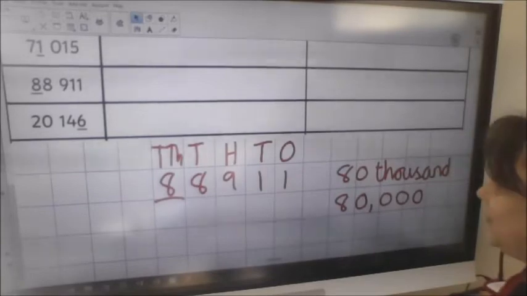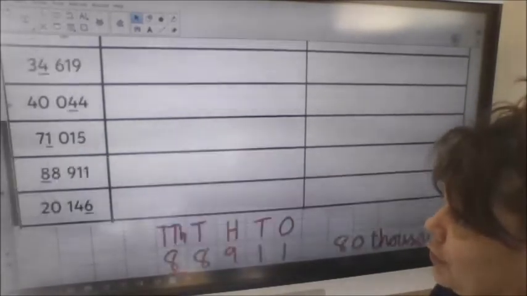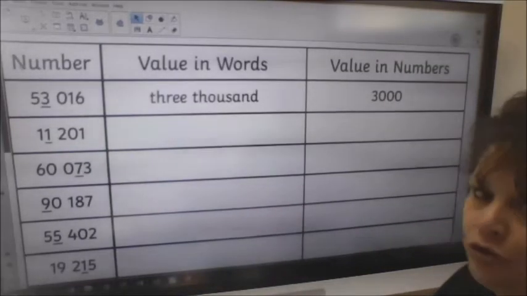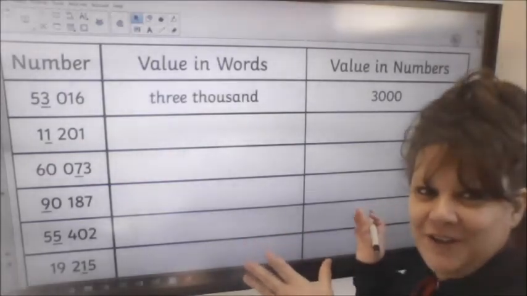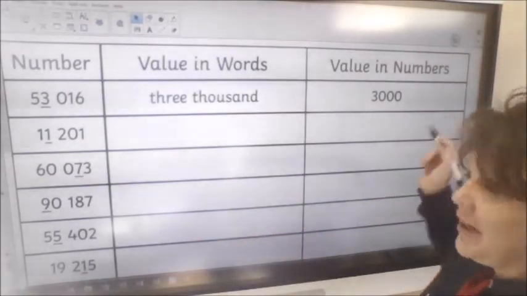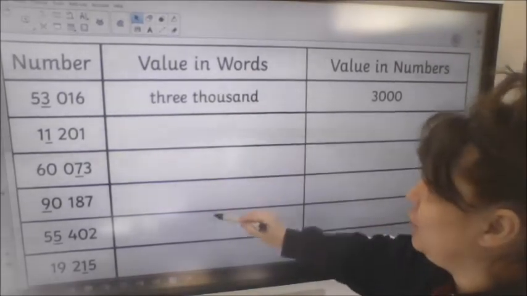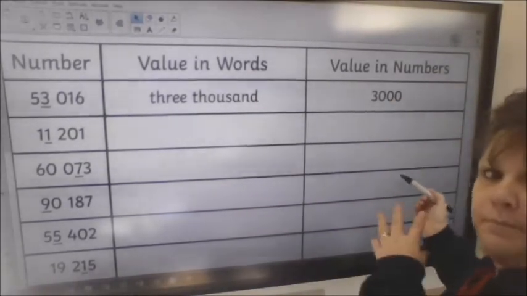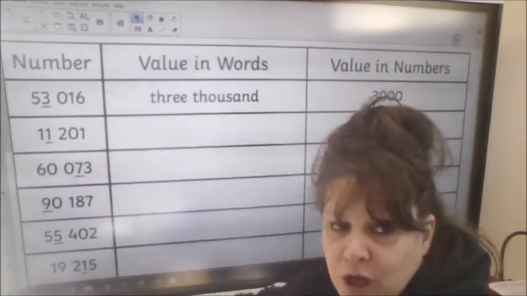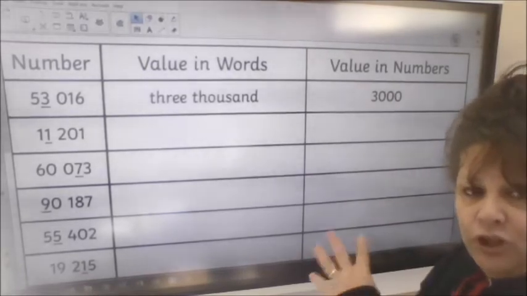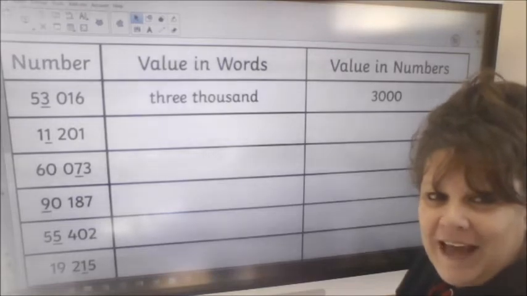So let's go back to the top. You're going to leave a line in your book underneath the multiplication grids that you've just done. Draw me this little grid out, and you are going to fill in the value in words and the value in numbers of the underlined digits in each of these, just those ones there. The first one's been done for you. So pause the video, have a little go.